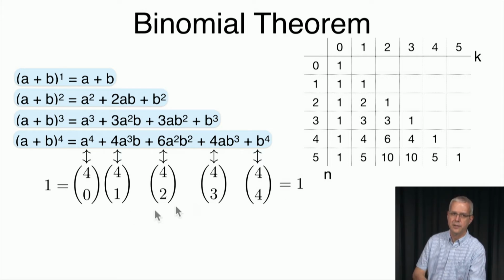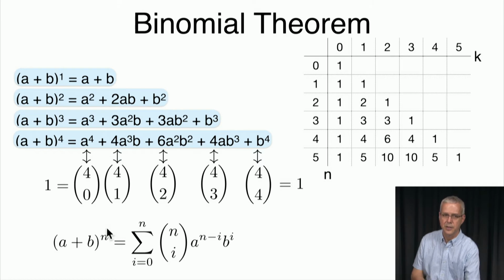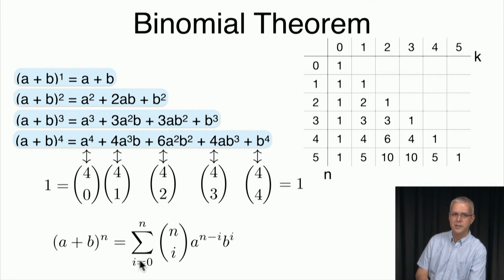Okay, and writing this out, it means that a plus b to the nth power is going to be the summation of i going from 0 up to n of n choose i times a to the n minus i times b to the i. In this case, a plus b to the 4 is going to be 4 choose 0 times a to the 4 b to the 0, plus 4 choose 1 a cubed times b to the 1, plus 4 choose 2 a squared b squared, and so on. And in general, a plus b to the n is again the summation, i going from 0 to n, of n choose i, a to the n minus i times b to the i.